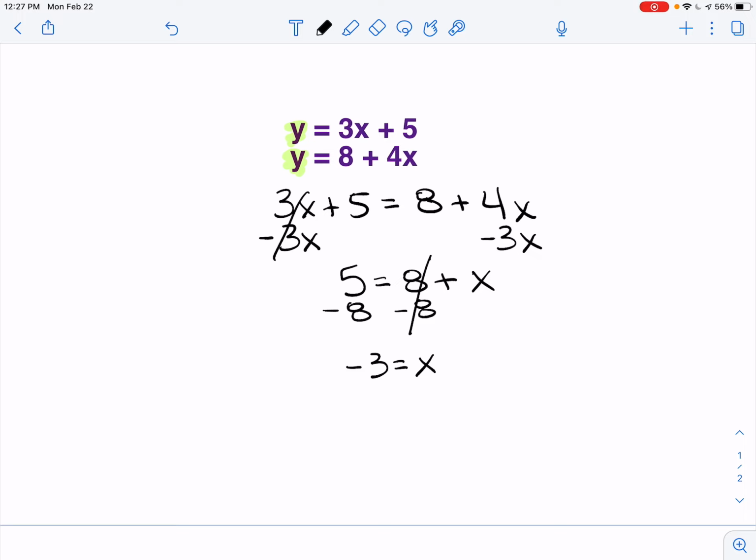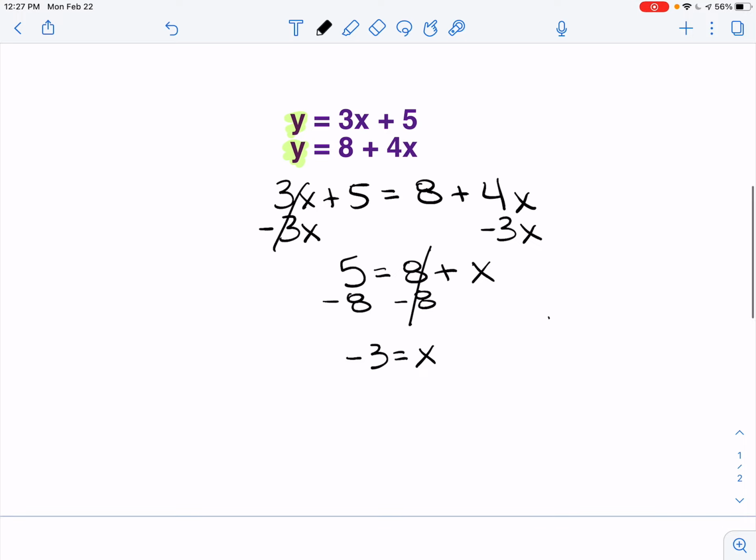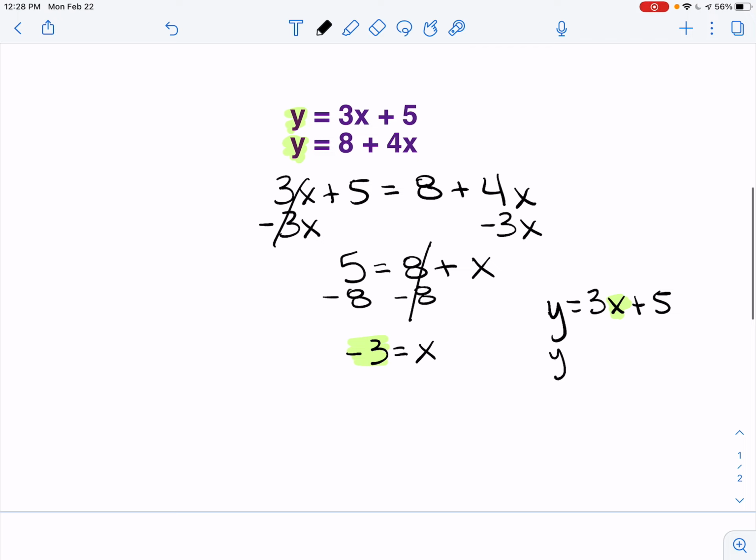Again, I have to choose one of my equations. It doesn't matter which one. I'll choose the top one again. So I have y equals 3x plus 5. I'm going to take this value that x equaled, this negative 3, and substitute it in that equation where x was. So y equals 3 times negative 3 plus 5. 3 times negative 3 is negative 9, plus 5. Negative 9 plus 5 gives me a negative 4.